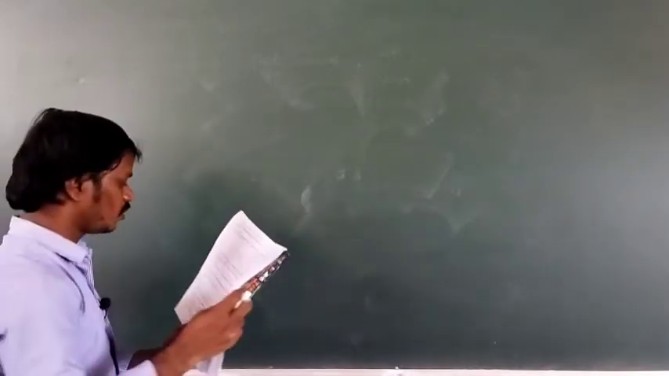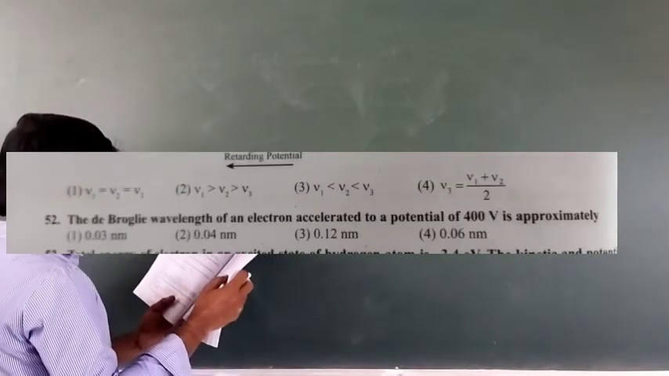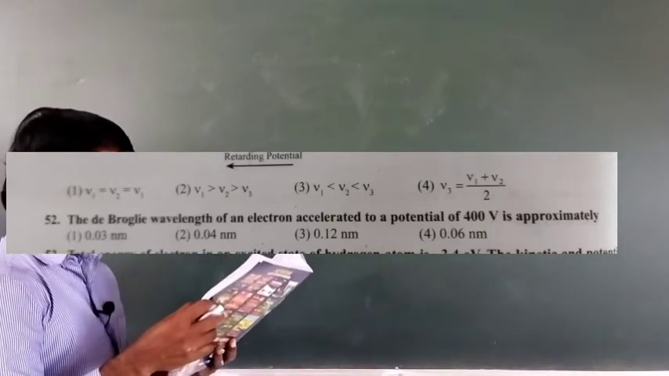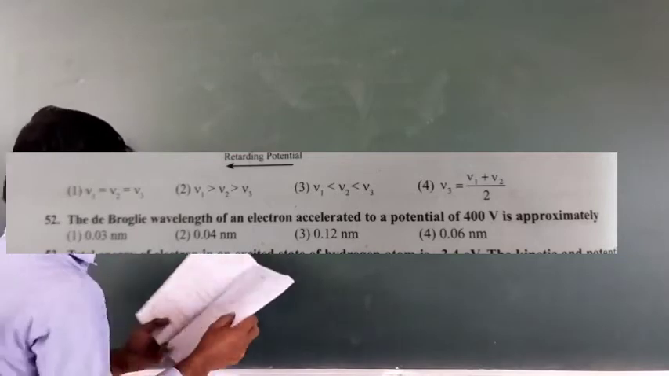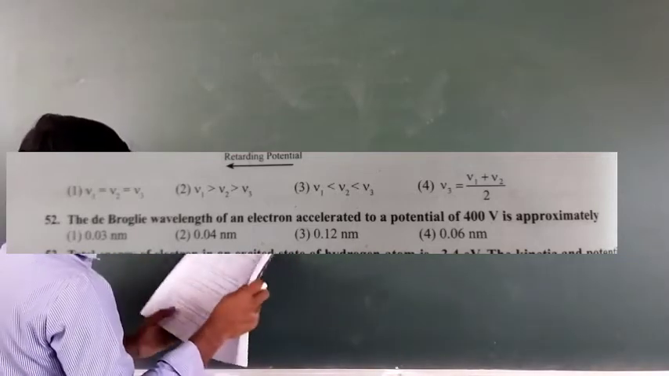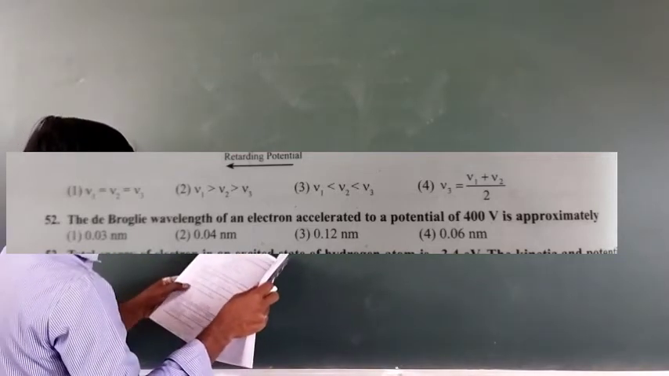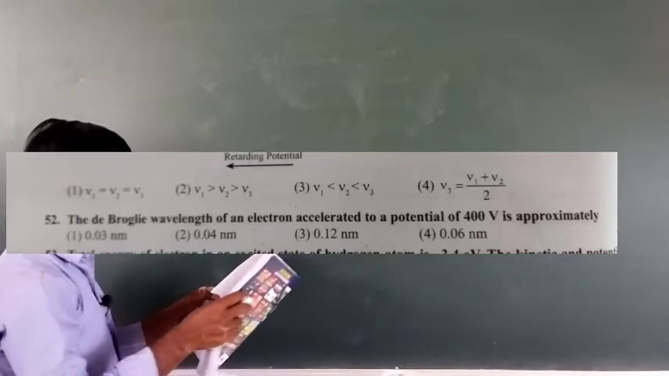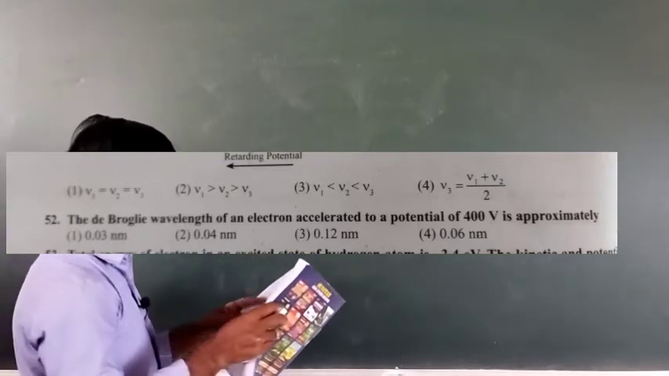But in the question, potential is given, accelerated potential is given. So what is the question? The de Broglie wavelength of an electron accelerated to a potential of 400 volt is approximately. So options given: 0.03 nanometer, 0.04 nanometer, 0.12 nanometer, and last option 0.06 nanometer.